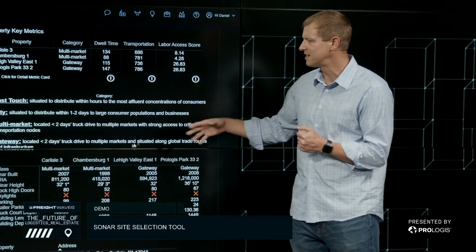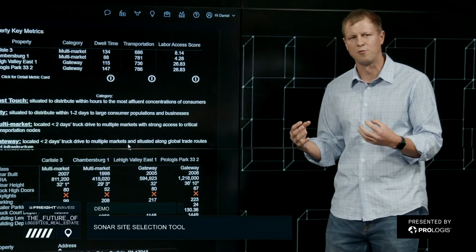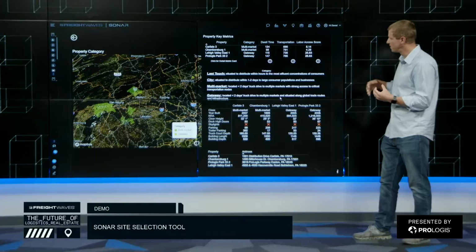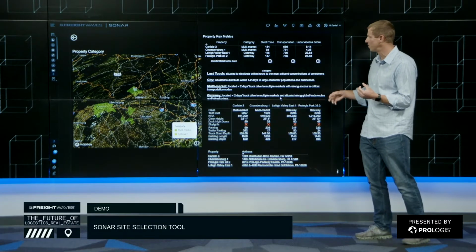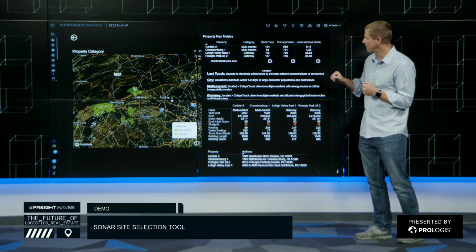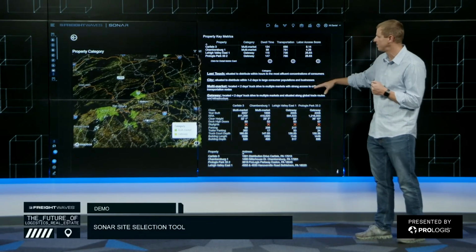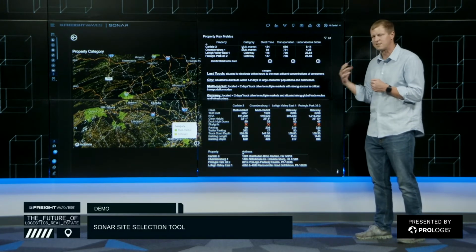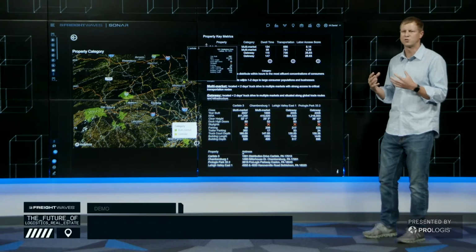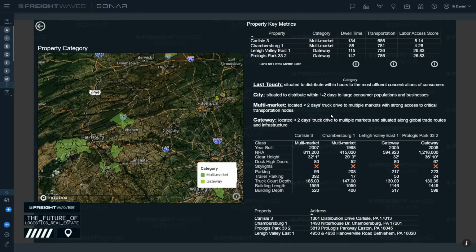And what this brings up is, again, the next layer of real estate stats. So this is going to be a little bit deeper dive. So we have things called the category here, and that's going to be defined right here in this category, last touch. That's going to be your facilities that are closer to your final mile, where things are going to be really close into the city, basically where your consumer is right next to you. The city. Now that's going to be within several hundred miles of the city itself.